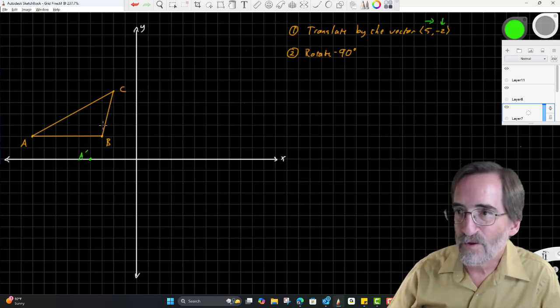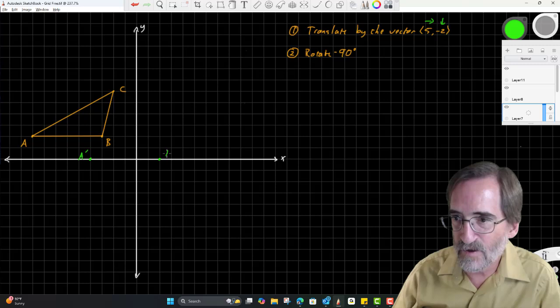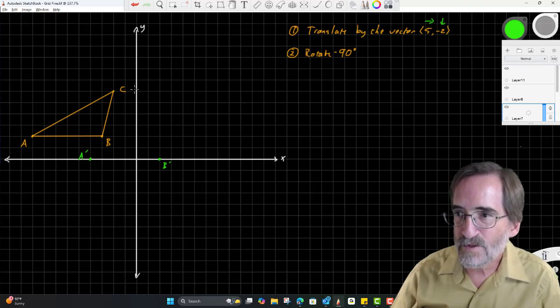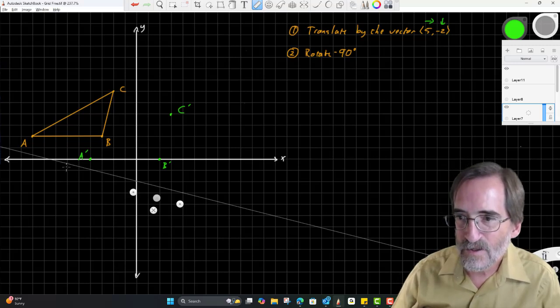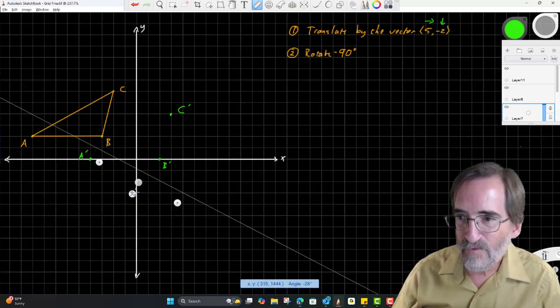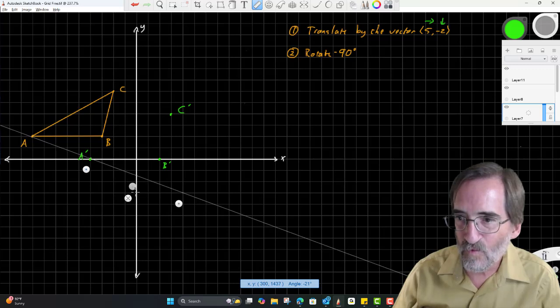And I'm going to do B as well. 1, 2, 3, 4, 5, 1, 2. The image of B is down here, B prime. C, 1, 2, 3, 4, 5, 1, 2. C prime is down here. Okay, and so our resulting triangle is A prime, B prime, C prime. That's after one transformation.